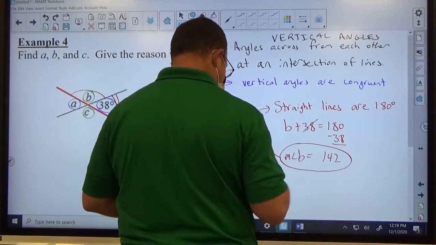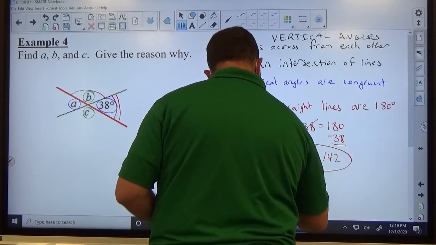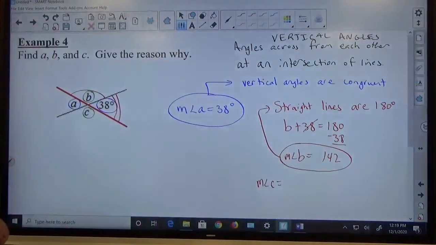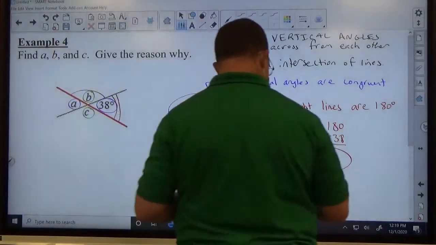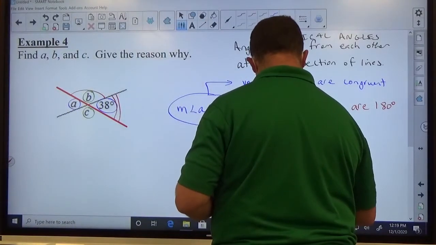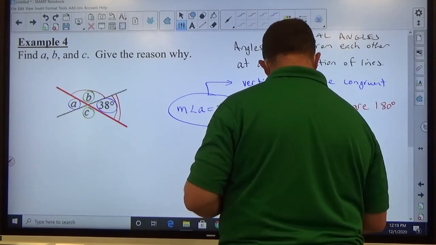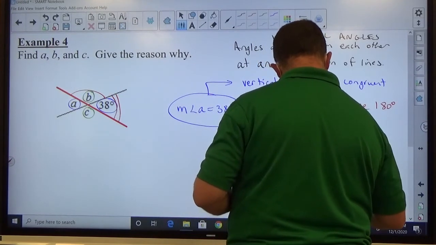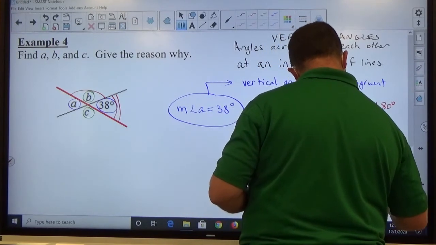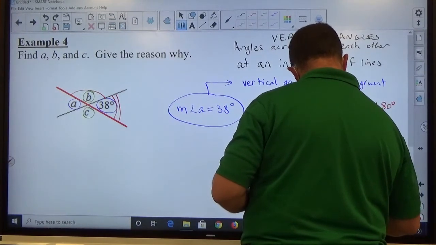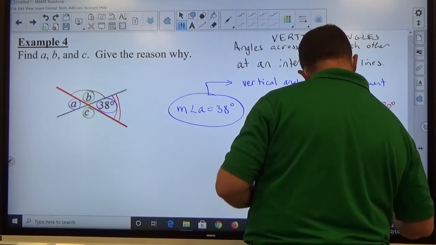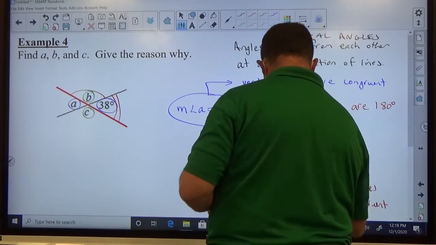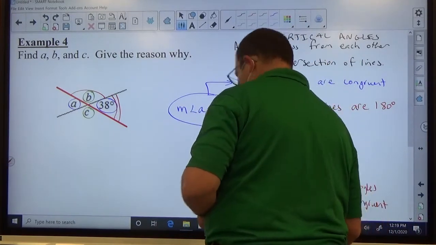Right. Finally, measure of angle C is equal to what? Why is that? Because they're congruent. Vertical angles are congruent, right? So measure of angle C is equal to 142 degrees. Why? Because vertical angles are congruent.